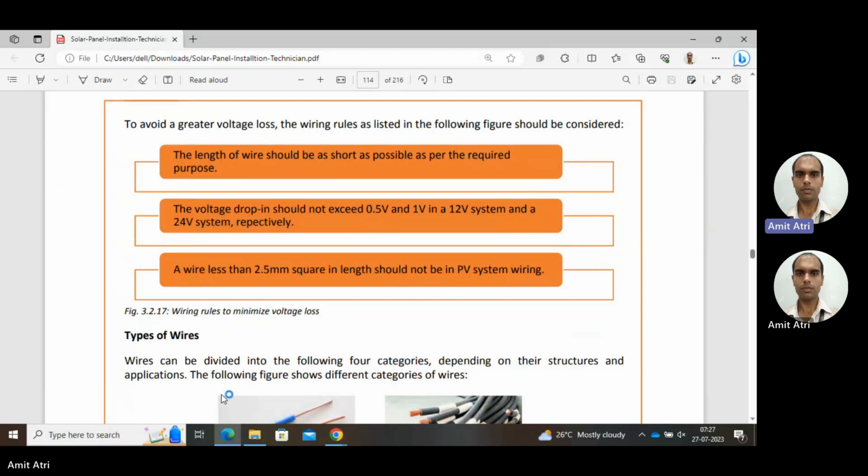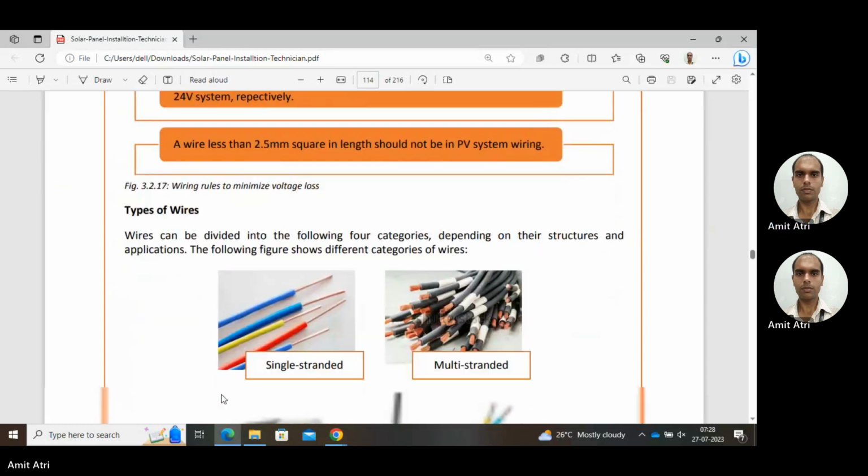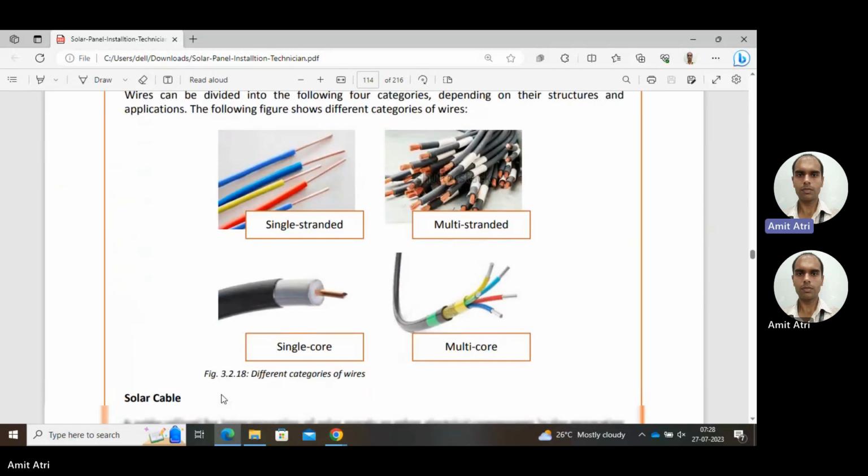The next point, a wire less than 2.5 mm square should not be used in PV system wiring. Well, here it is written length, but in square, that should be the area of cross section, meaning the thickness, 2.5 mm square.